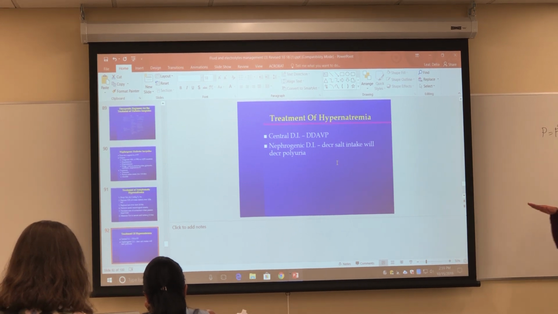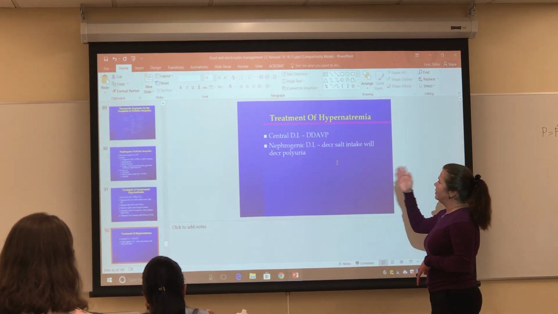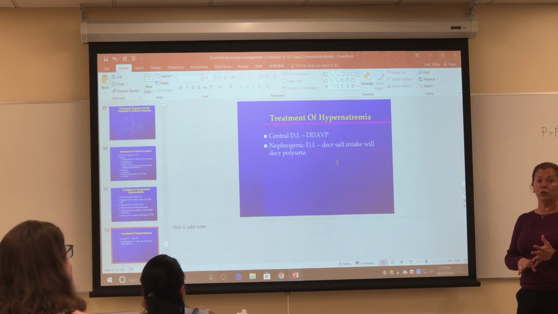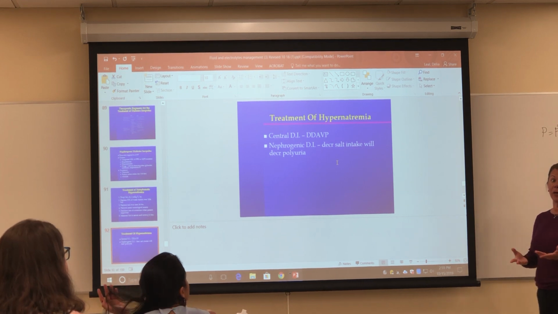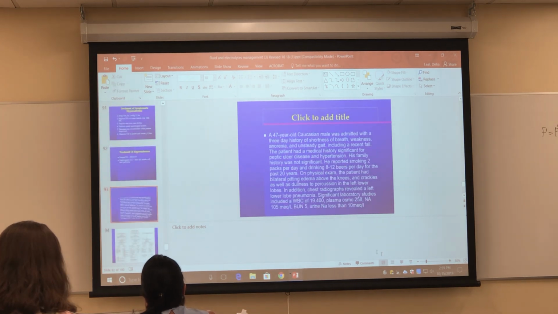So we went over already. Central diabetes insipidus, you give DDAVP. Nephrogenic diabetes insipidus, yes, you decrease the sodium intake, but in addition to that, you would give thiazide diuretics, which is the first initial step, or the best step to treat.